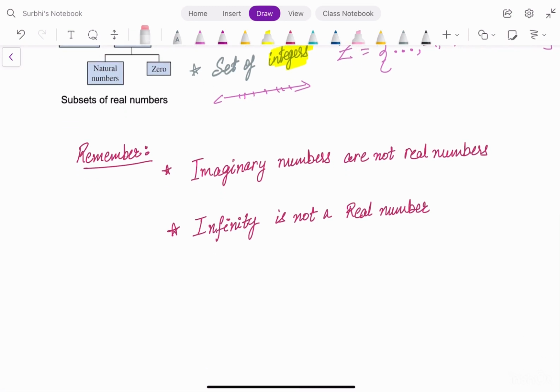Now, 2 key points. Imaginary numbers are not real numbers. This is what I stated earlier when we started the video. When we try to find the radical of any negative number, that is an imaginary number, and the imaginary number is denoted by i. We will talk about imaginary numbers in more detail later on. The other thing that we need to keep in mind is infinity. Infinity is also not a real number, right? Infinity is not finite.